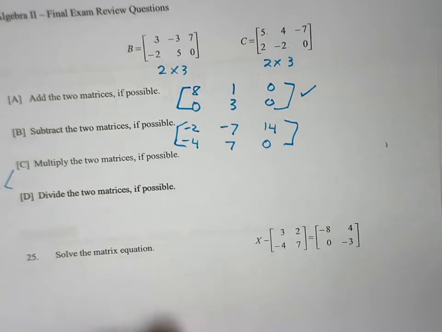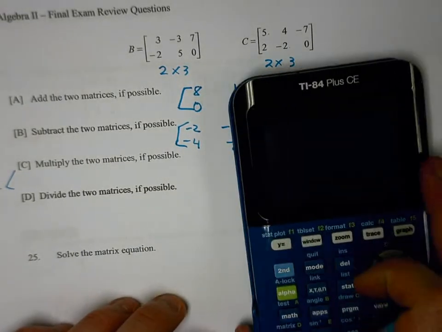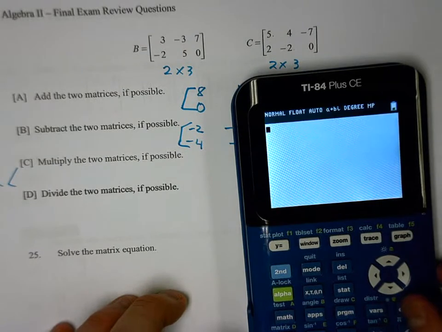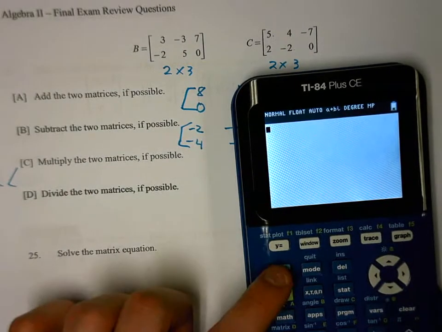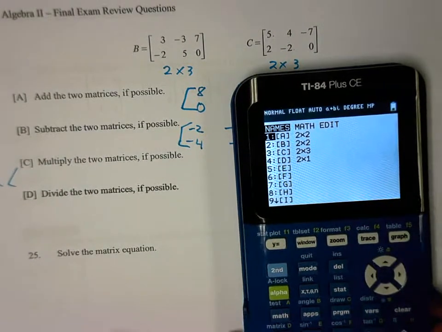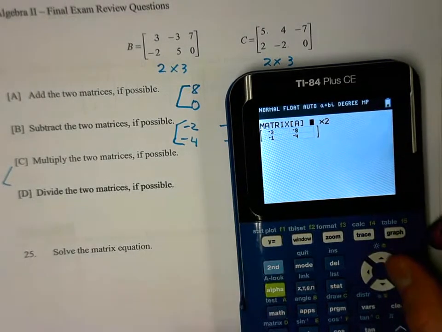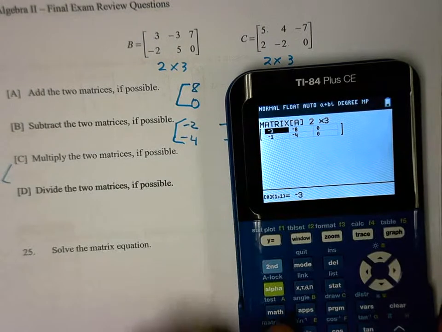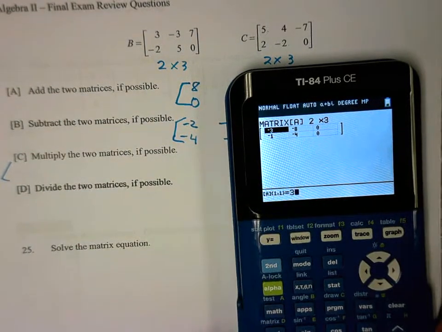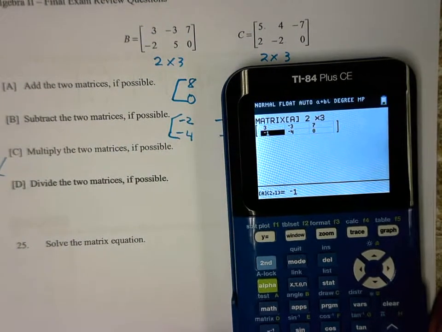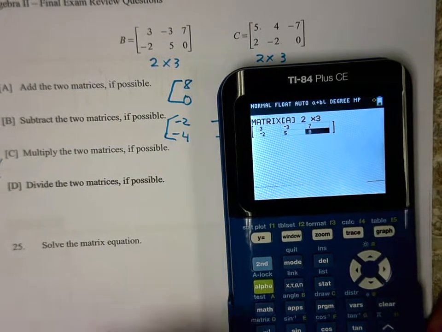Okay, multiply the two matrices if possible. I'm going to show you how to do this on your calculator because it's easier this way. Second matrix, go over to edit. This is a 2 by 3 matrix, so make it say 2 by 3. We're going to fill in our numbers, so we have 3, negative 3, 7, negative 2, 5, and 0.